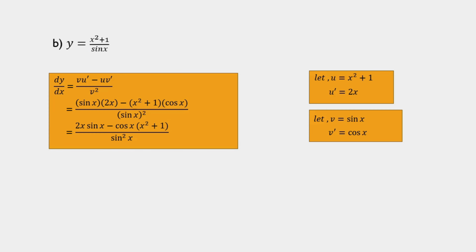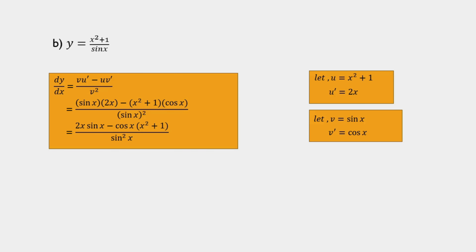For question B, y equals x squared plus 1 over sin x. For this equation, we will use the quotient rule. dy over dx equals v u prime minus u v prime over v squared. First, we let u equal to x squared plus 1.